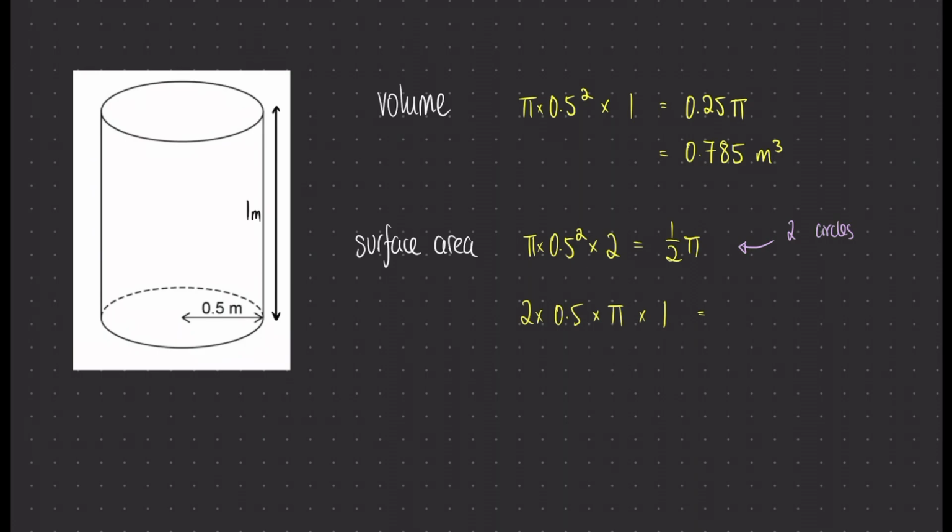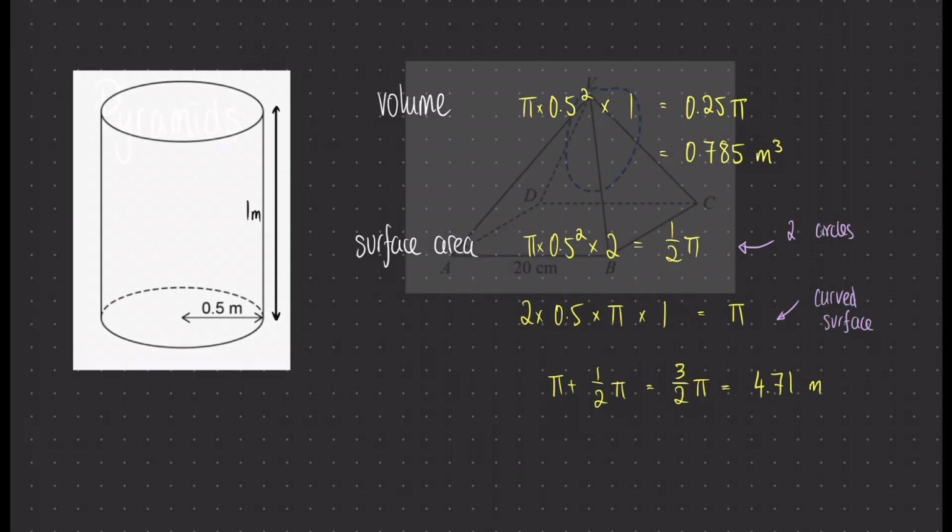So that's just going to be pi. Let's add these together then. That's going to be 3 over 2 pi. And if we wanted that as a decimal, we could write it as 4.71 meters squared.